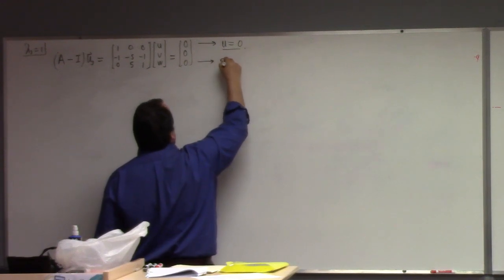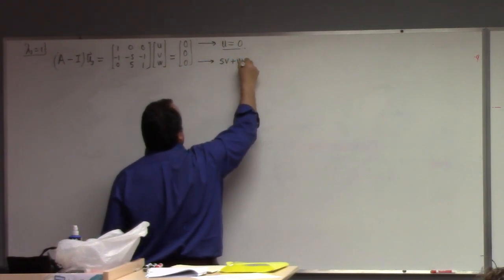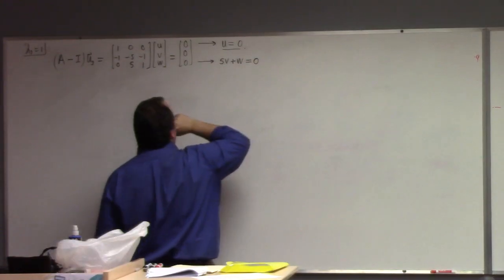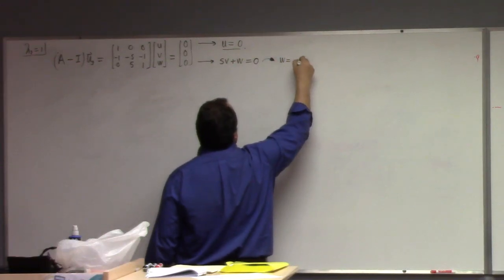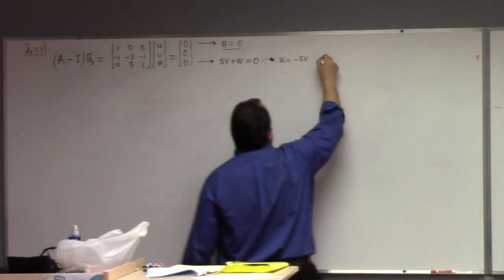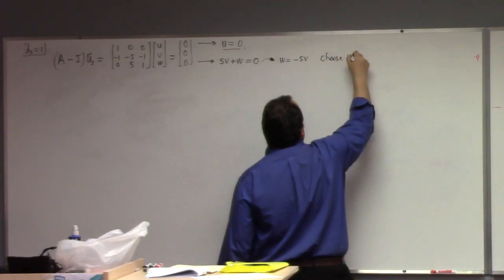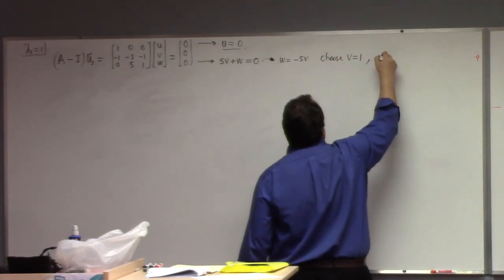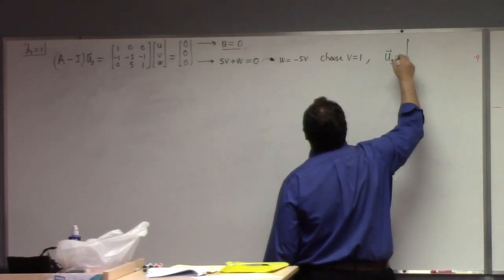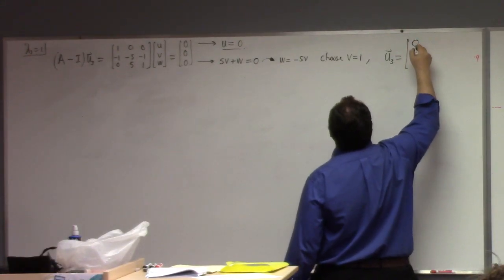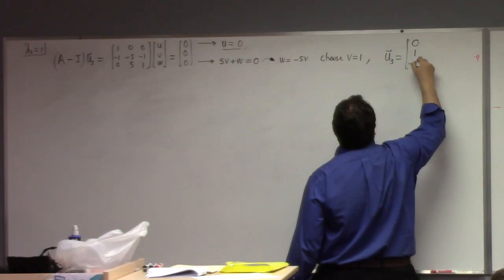So I got 5v plus w is equal to 0, which then tells me that w is minus 5v. So I will choose v equals 1. And then that gives me my u3 vector: 0 for u, 1 for v, and minus 5.